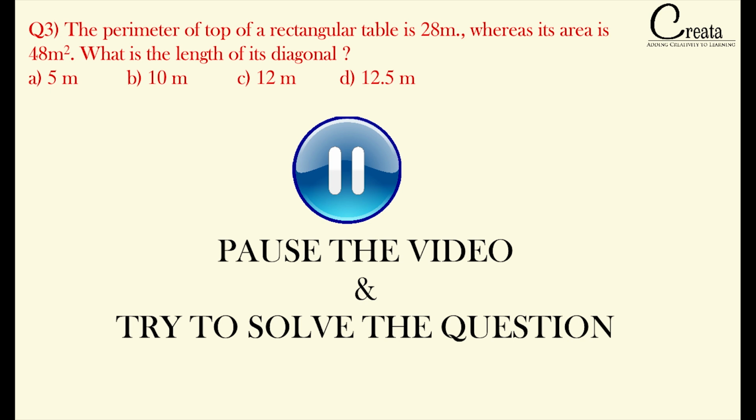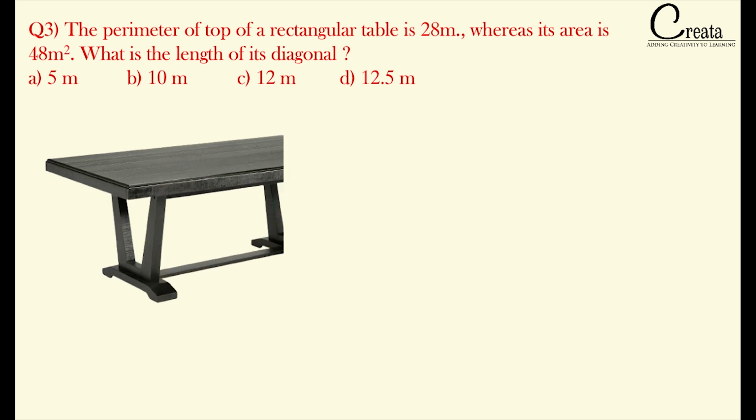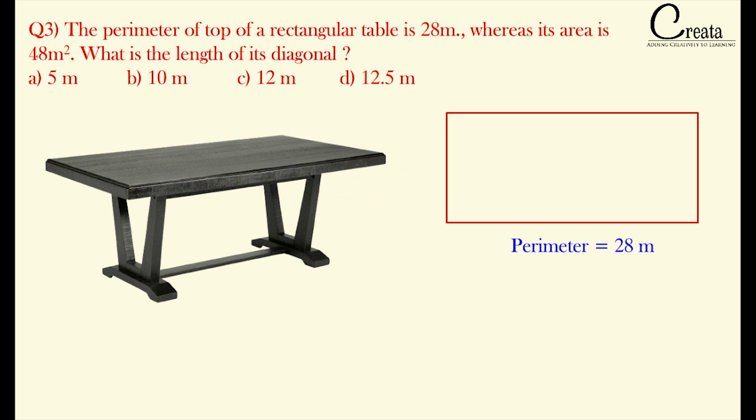Okay, our first step, we will observe and visualize the question. In this question, a rectangular table is given. Let's have a rectangular table. The perimeter of the top of this rectangular table is given as 28 meter, means the perimeter of this rectangle is 28 meter. And further, the area of this rectangle is given as 48 meter square.